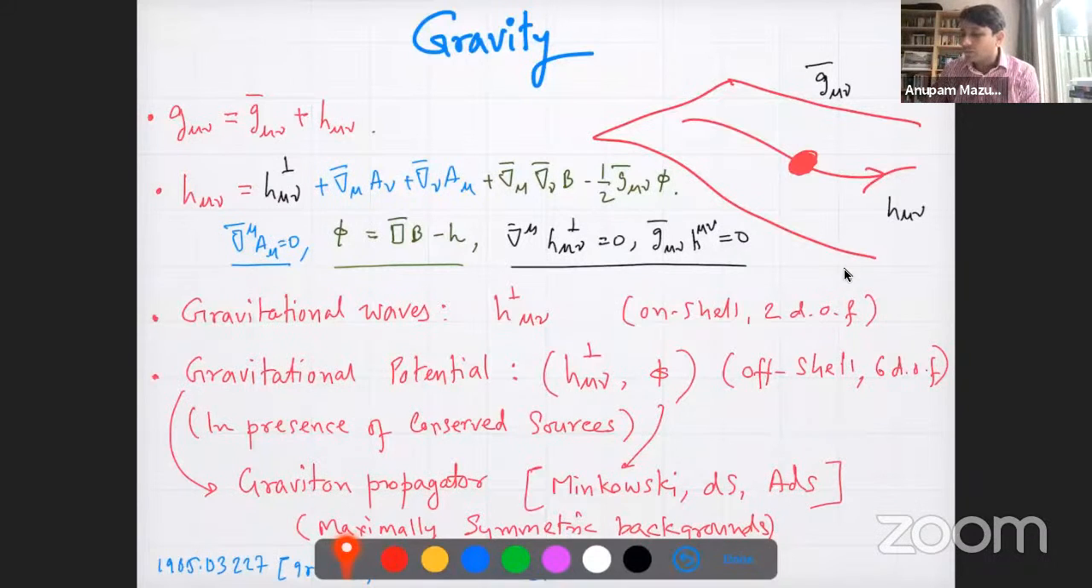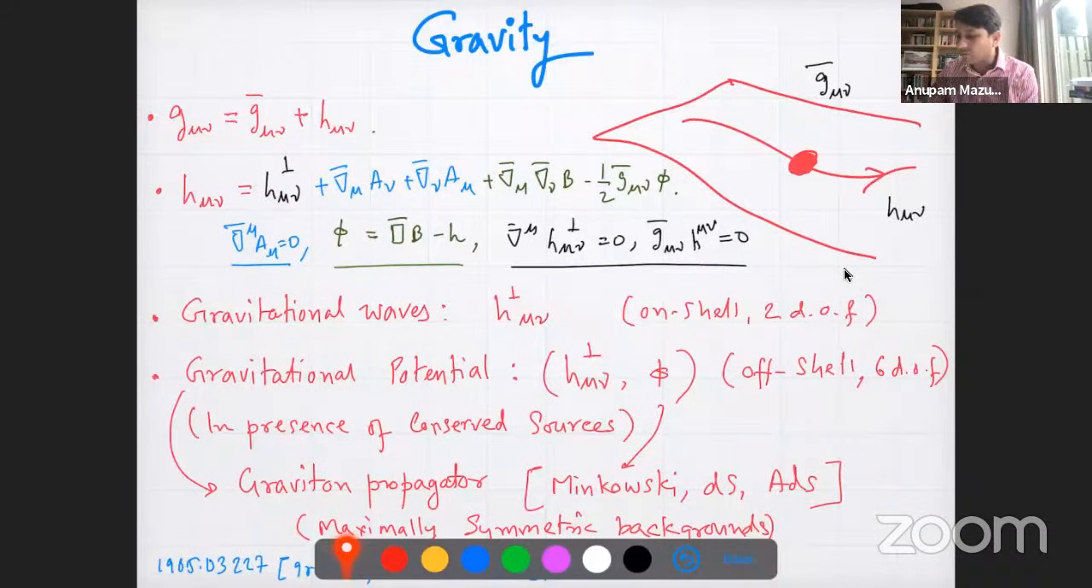What you do is you take any background. It doesn't have to be Minkowski. You can take any background. You perturb that background, and this is your graviton h_mu nu, fluctuations in gravity, if you like. You can decompose that fluctuation into a transverse and traceless component, which is h_perp.